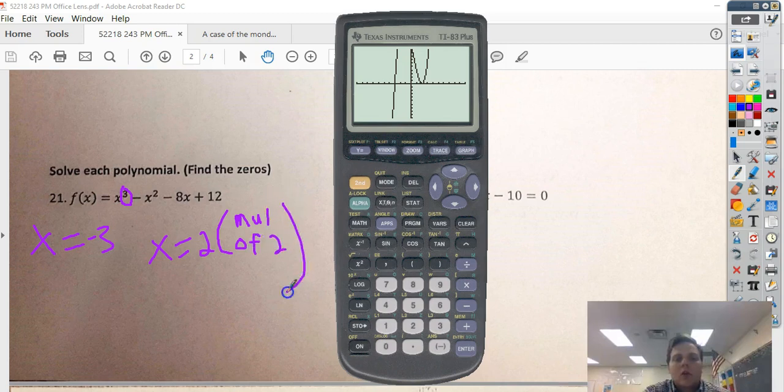Okay? So bam. So there's my 3 zeros, because I have 2 of my zeros at an x value of 2, and another one of my zeros at an x value of negative 3. Alright, let's move on to the next problem.